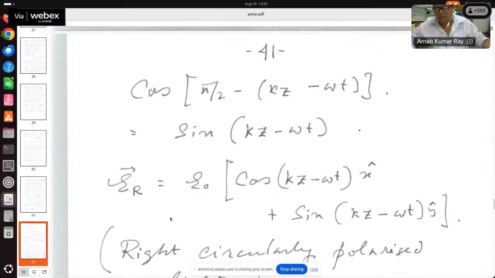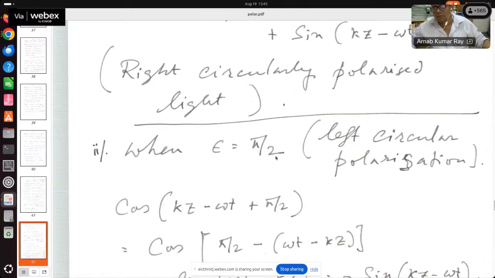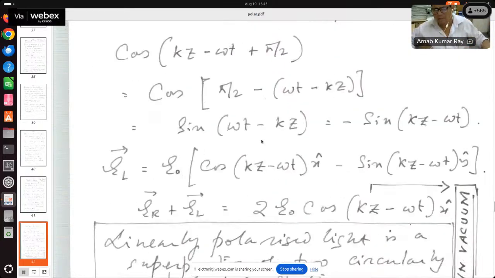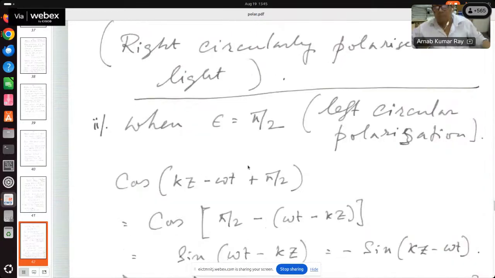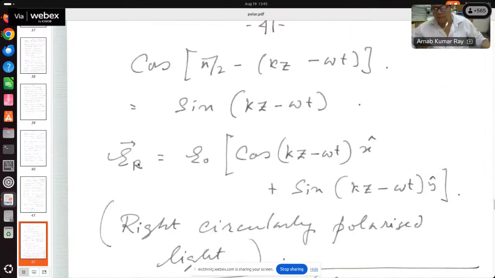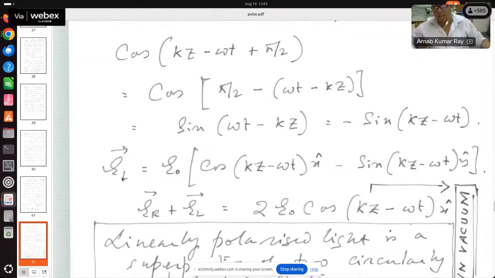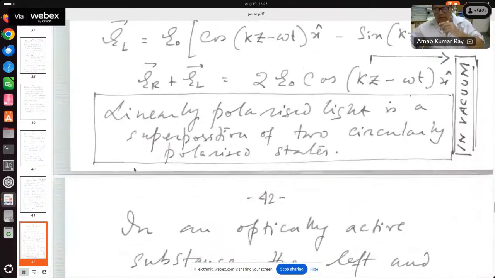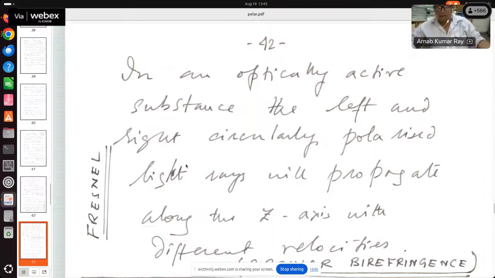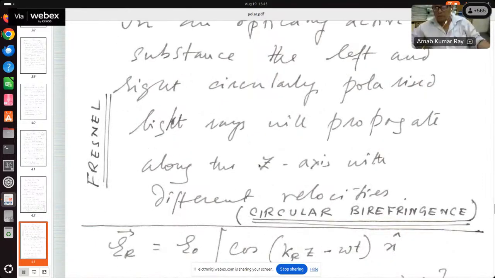So that's why this is right circularly polarized light, and this will be in the positive angle direction, plus 90 degrees, going in the anti-clockwise direction, leftwards. So that is how the definition will come. So this light is rotating in the clockwise direction, and the electric field of this light is rotating in the anti-clockwise direction.